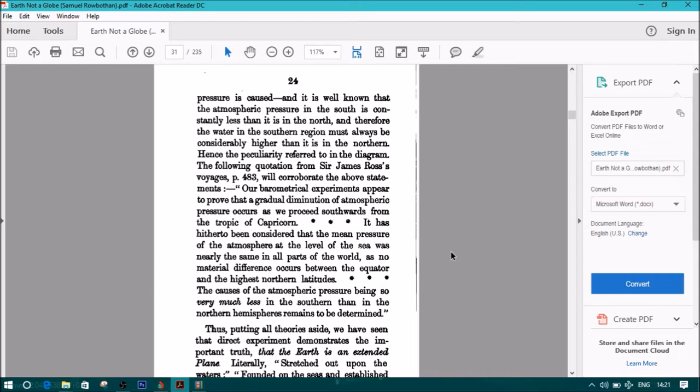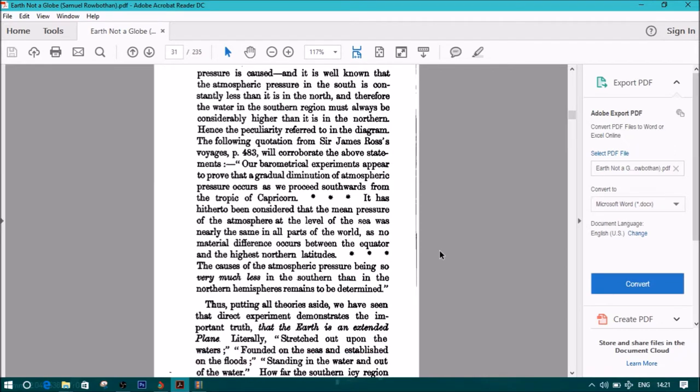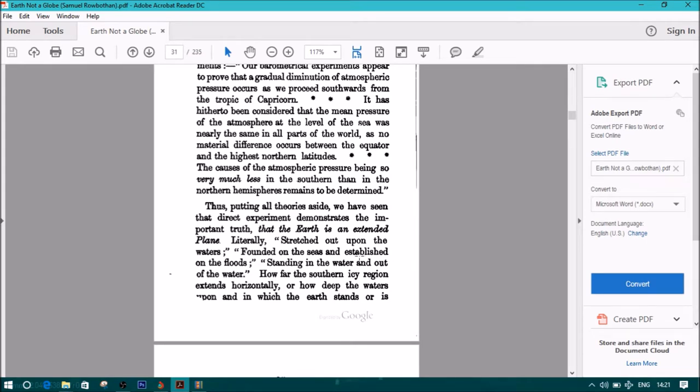The causes of the atmospheric pressure being so very much less in the southern than in the northern hemispheres remains to be determined. Thus, putting all theories aside, we have seen that direct experiment demonstrates the important truth that the Earth is an extended plane, literally stretched out upon the waters, founded on the seas and established on the floods, standing in the water and out of the water.